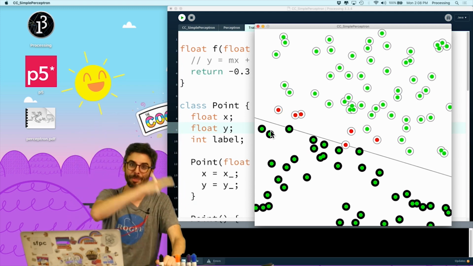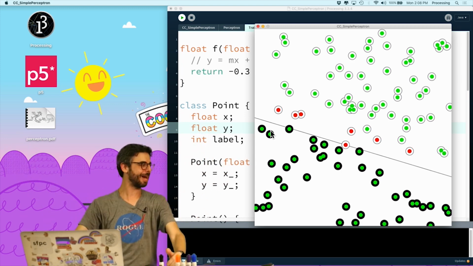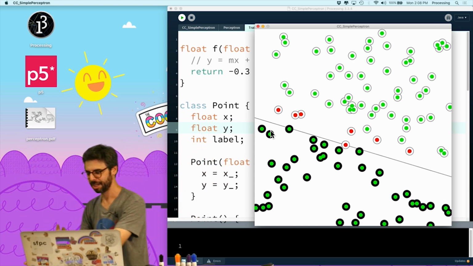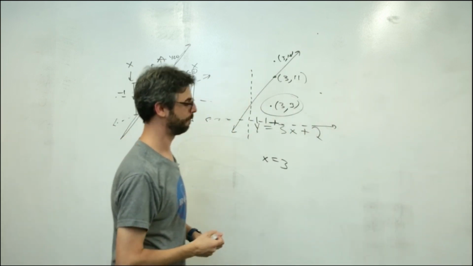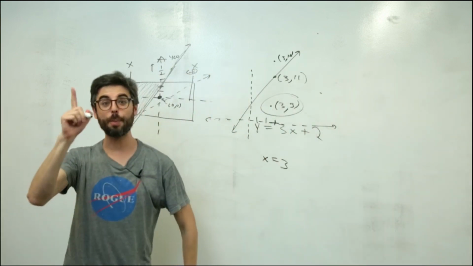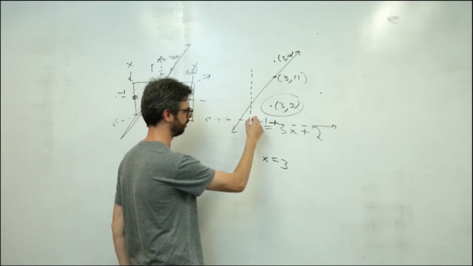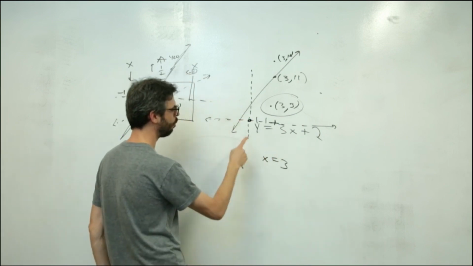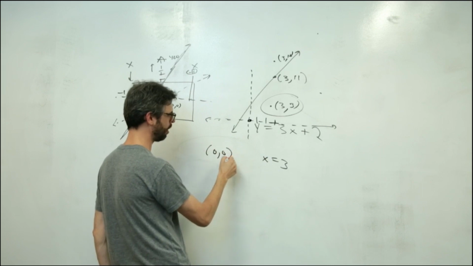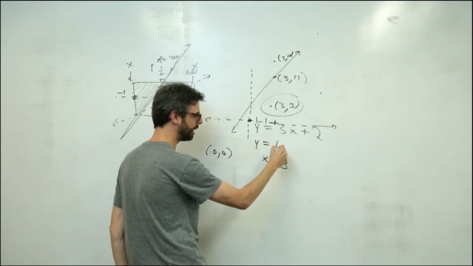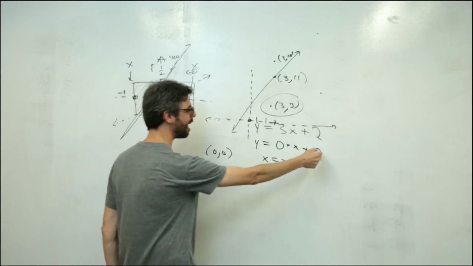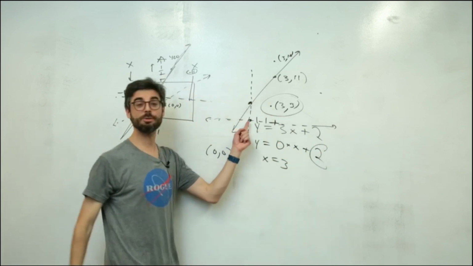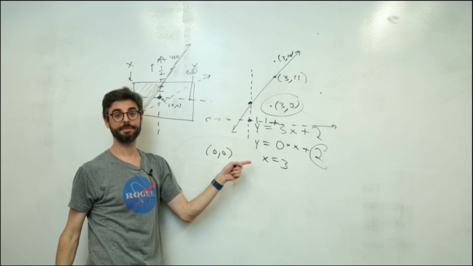I mentioned it in the previous coding challenge and I completely forgot about it until now: the bias. So let's talk about why there needs to be a bias. Here's the thing. Let's consider the point 0, 0. When I say y equals 0 times x plus 2, the corresponding y value is 2. So 0 is below the line.